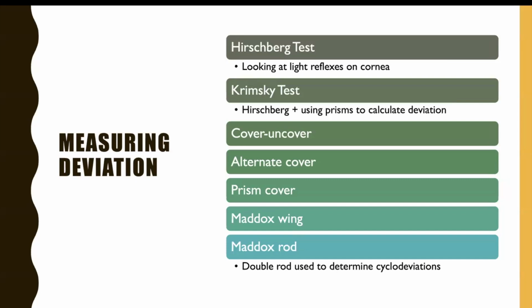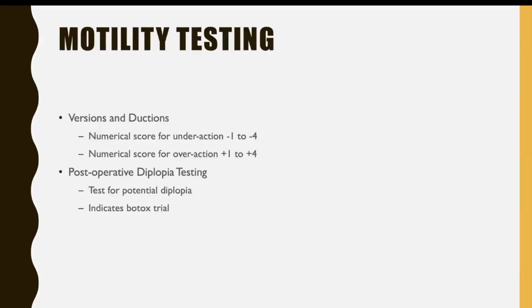So with the Hirschberg test, that's a really quick, easy test that you can do. The cover uncover test. So your cover test is essentially going to detect a heterotropia first, and then the uncover test is where you detect a heterophoria. So that's how the two work together. And then the prism cover test works very similar, but with a prism attached.